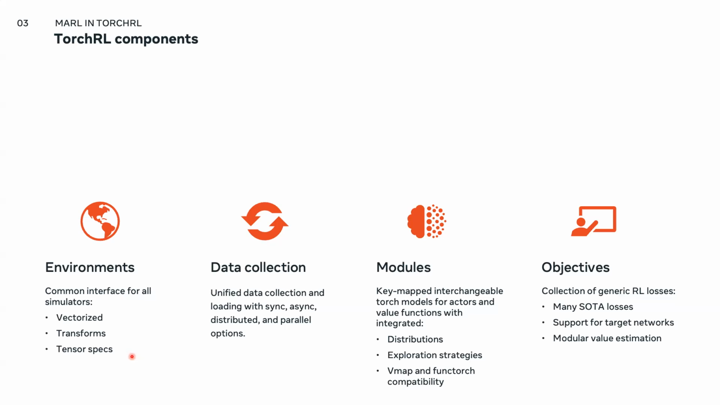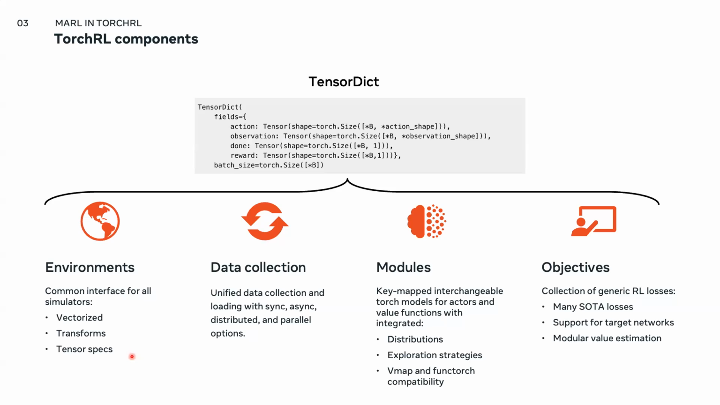And lastly, we have objectives, which are the generic reinforcement learning losses. And here we have many of the state-of-the-art losses and support for target networks, value estimators, and so on. And what ties this all together is a new component, which is called the TensorDict. And this is something that is going to be introduced in PyTorch core in the near future.